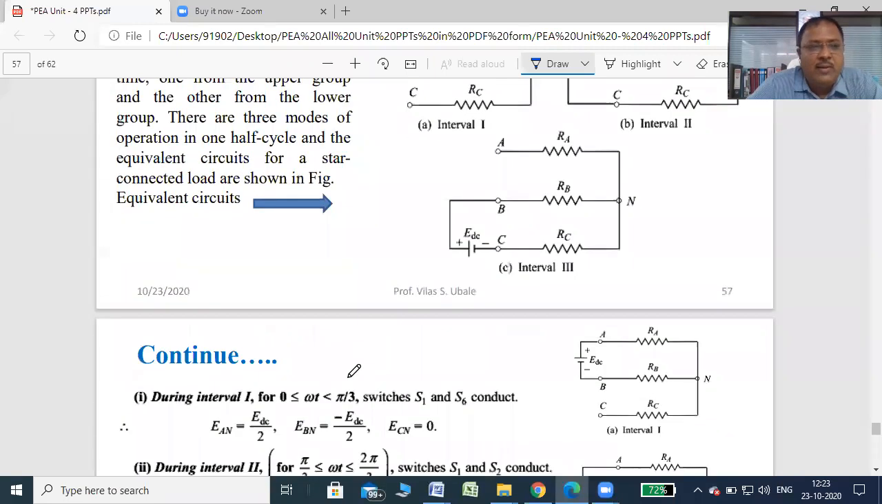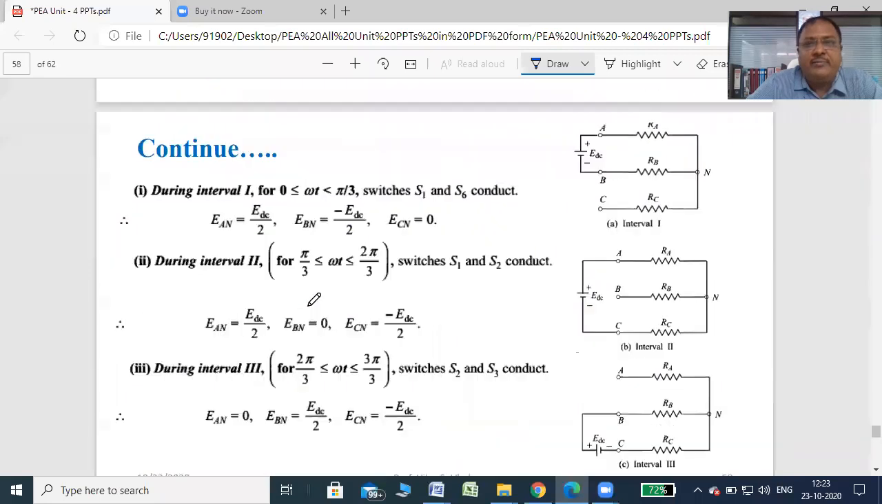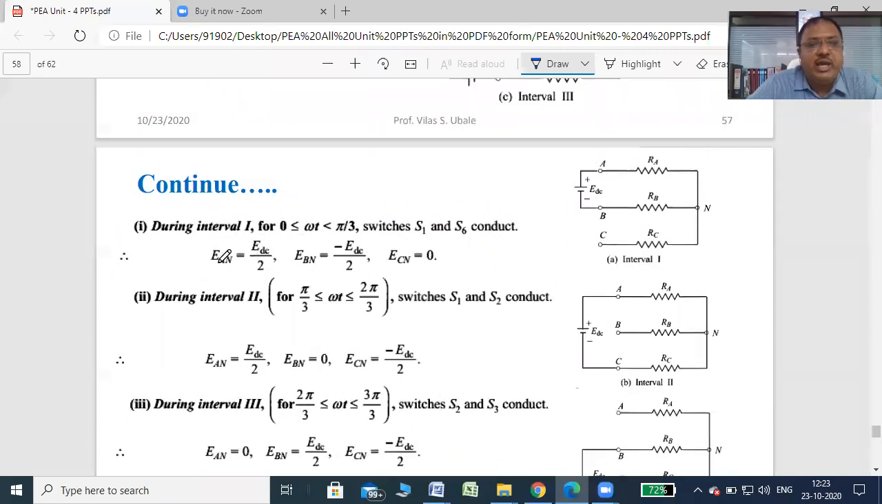Now, for interval 1, you just check EAN equal to EDC by 2, EBN equal to minus EDC by 2, and ECN equal to 0, right?